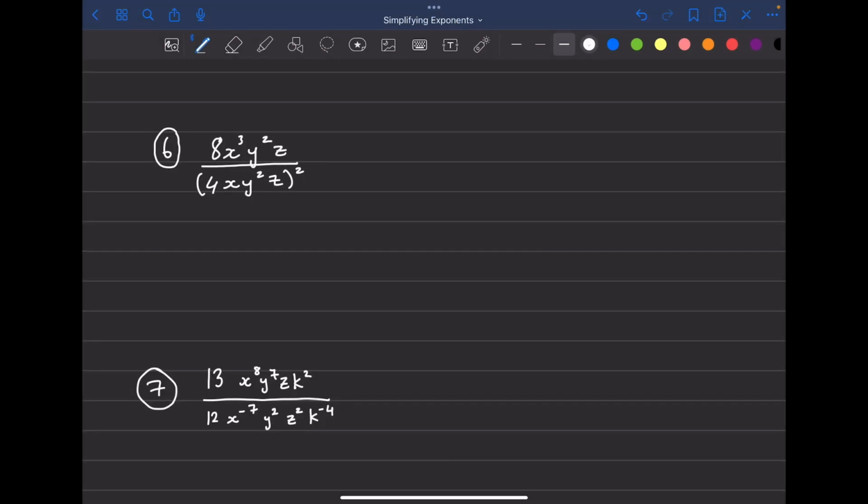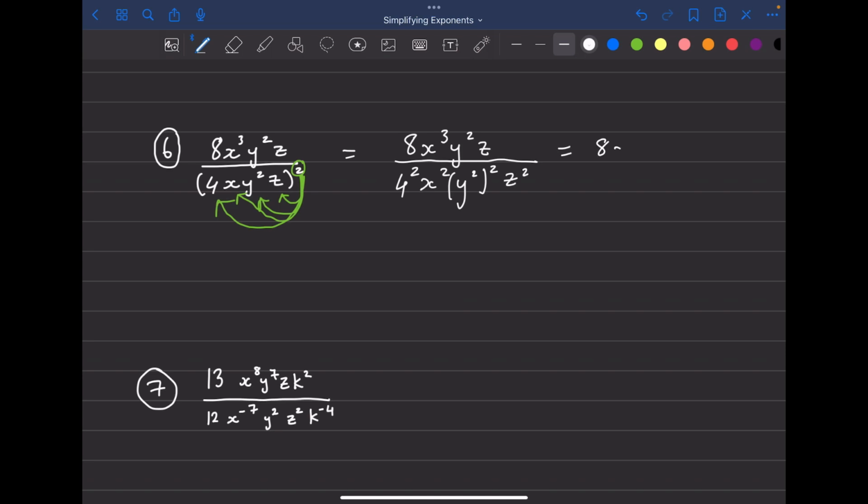So now we have our last 5 questions. Once again, here we have an exponent on a bracket. So what we have to do is expand this exponent of 2 to every number and every variable inside the bracket. So we have the z, the y, the x, and the 4. But yeah, after that, it gets pretty simple. I'm just going to rewrite the numerator as it is: 8x cubed y squared z. And then the bottom is going to be 4 squared x squared y to the power of 2 all squared, and then z squared.